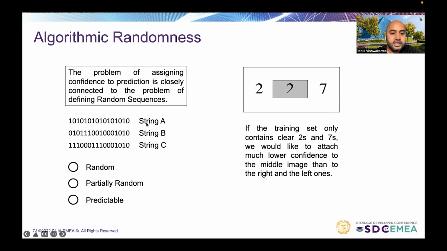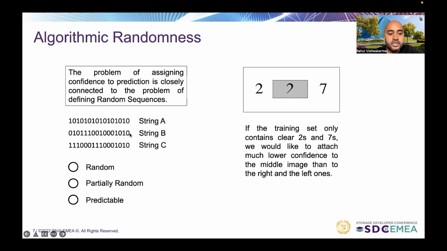Let's take three strings, A, B, and C. The first string is 101010. String C is 111000111, a binary sequence. And string B is 01011101. Now suppose we have to decide which one is the random string. By seeing strings A, B, and C, we can just say that string B is random compared to string C and also compared to string A.